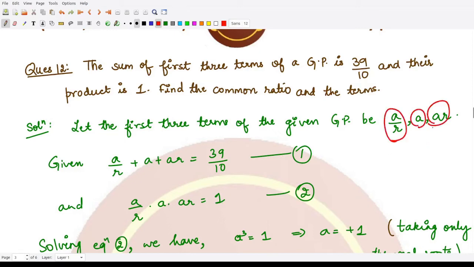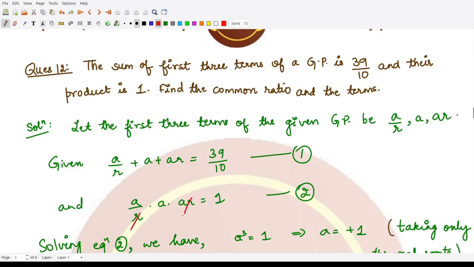Now notice that these 3 terms are also in GP. Why? Because when you divide the second term by the first term, when you divide A by R, you would have R as the common ratio. And when you divide the third term by the second term, that is AR by A, you would have R, which is again the common ratio, right? So all these three terms are in GP, and when you multiply them, this R and this R would cancel each other, so our calculation would be easier. So you see their product is equal to 1 and their sum is equal to 39 upon 10. Let's mark them as equation number 1 and equation number 2.